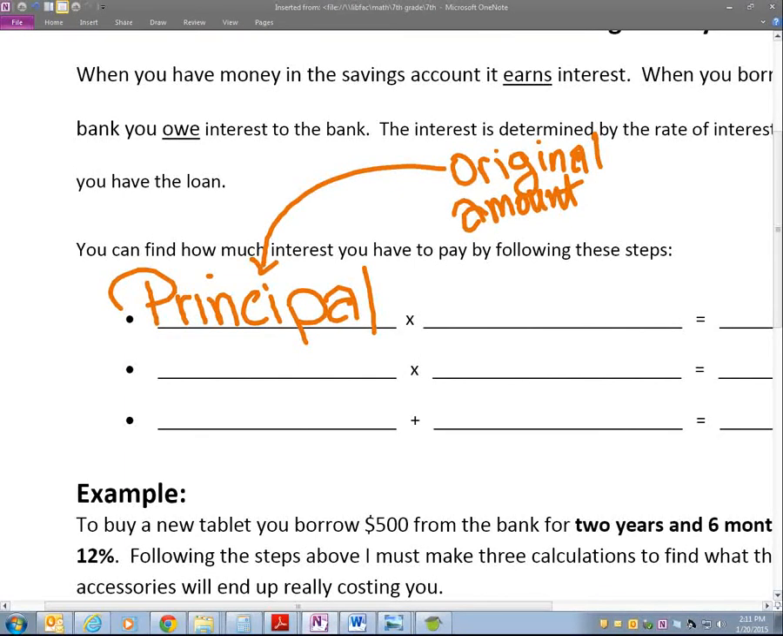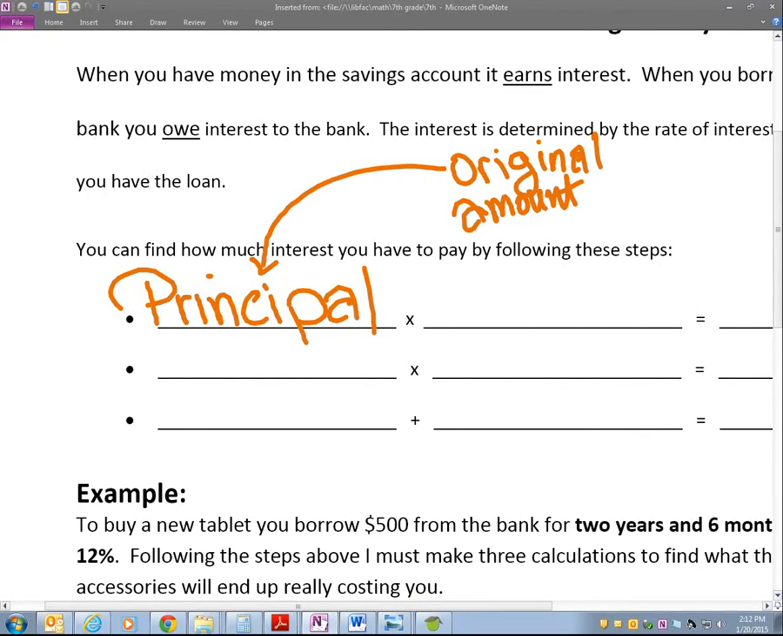Corey? When you talk about a person, it's P-A-L, and when it's a rule, it's P-L-E. Where are you supposed to use it, where are you using it as? This isn't a rule. It's the original amount of a loan, or the original amount of money in the bank.